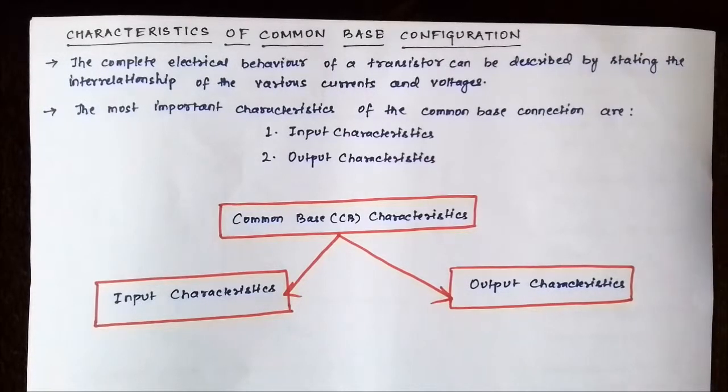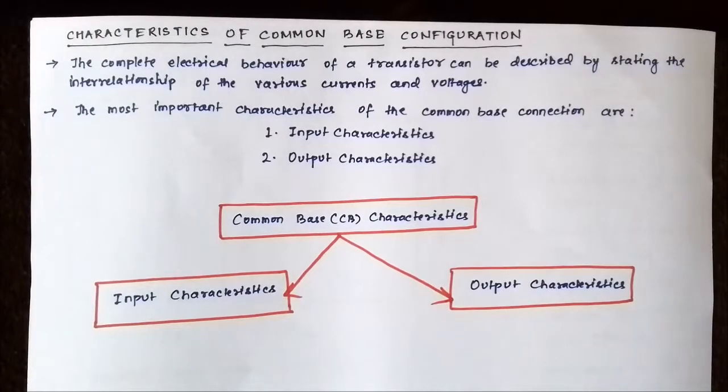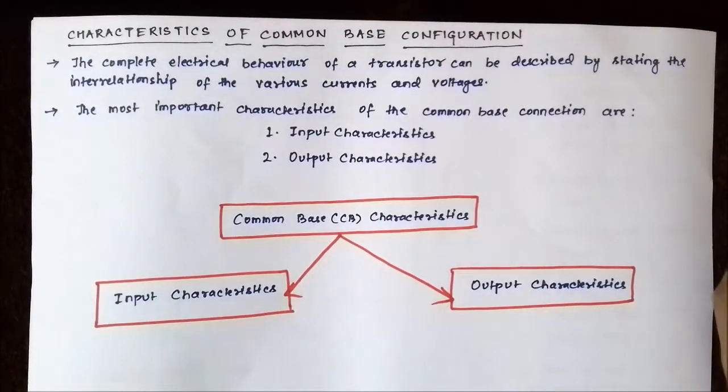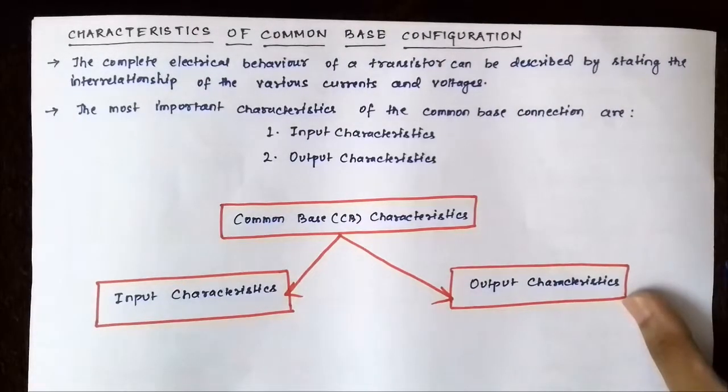Now in my previous video I discussed the various configurations or connection modes of bipolar junction transistor, and also discussed the common base configuration and some of the important parameters associated with it, such as the current amplification factor and the expression for collector current. Now in today's video we will be discussing the characteristics of common base configuration.